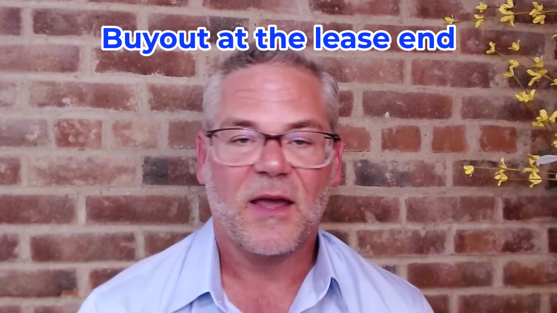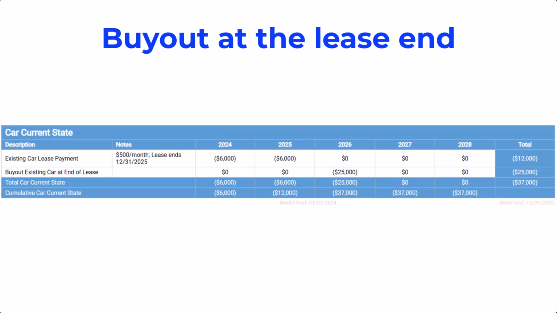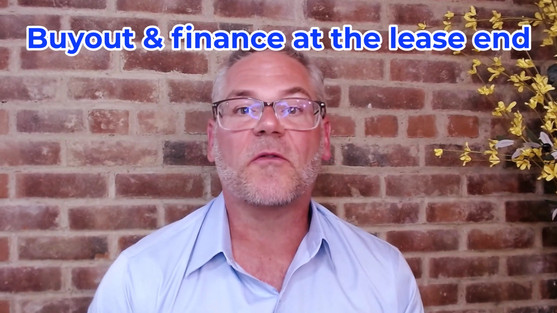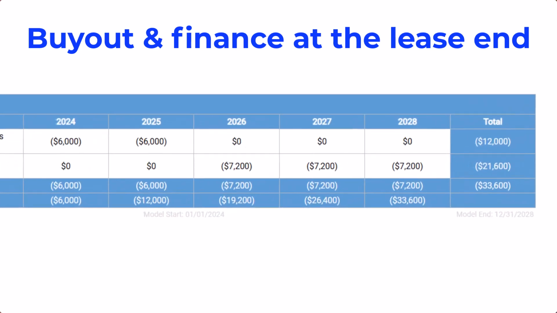You could also potentially buy out the car at the end of the lease term. And let's just hypothetically say it's $25,000 for the buyout. And so in year 3, you would show that $25,000. Another potential option would be buying the car out at the end of the lease term, but then financing it. Maybe we finance it over 48 months and it's $600 a month if we did that.